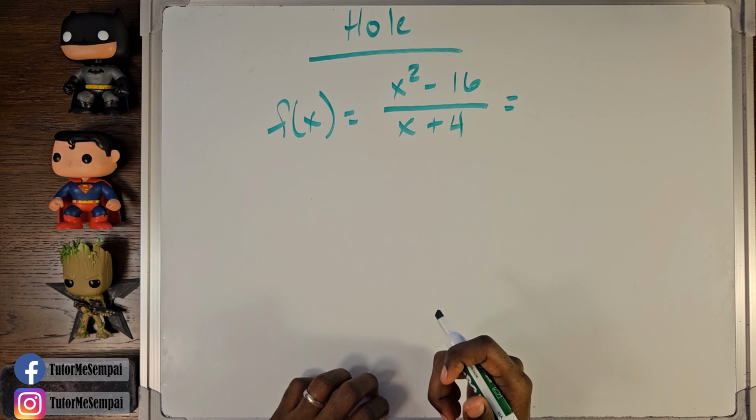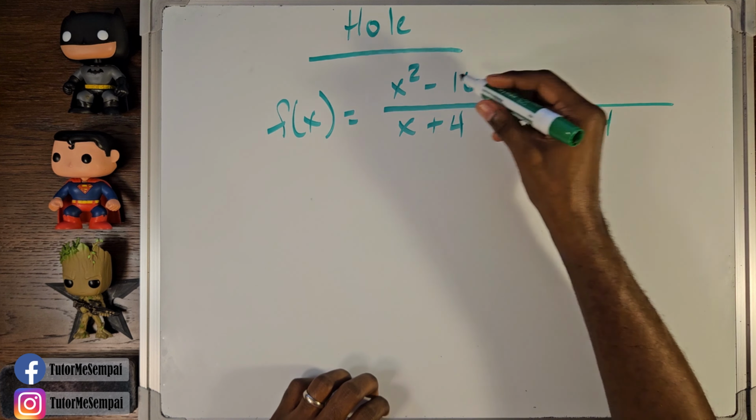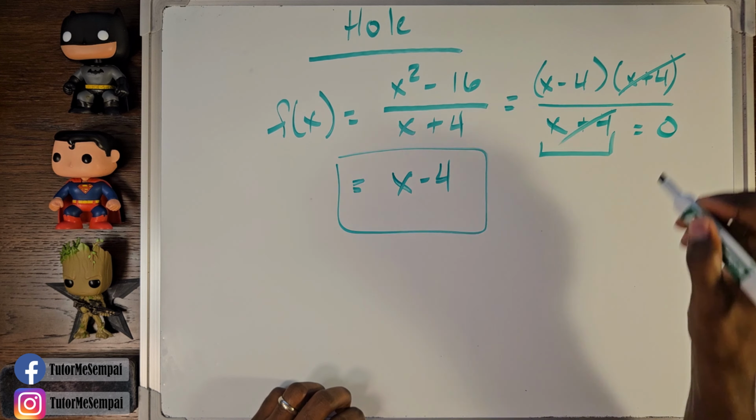First, let's factor the top. So we have x plus 4 in the denominator. X squared minus 16 can be broken up into x minus 4 and x plus 4. Notice we have an x plus 4 on top and bottom, which means we can cancel that out, which leaves us with x minus 4. What does this mean? This means that x squared minus 16 over x plus 4 most of the time looks like x minus 4, except at where this denominator is going to equal 0.